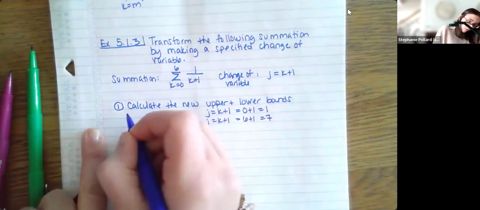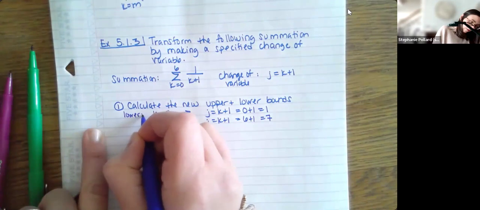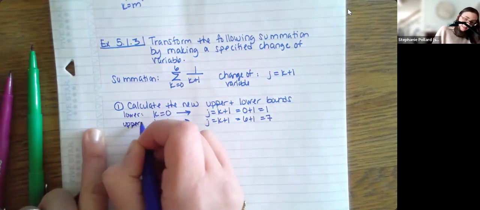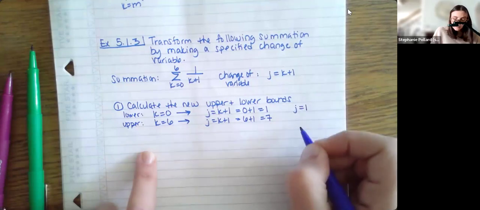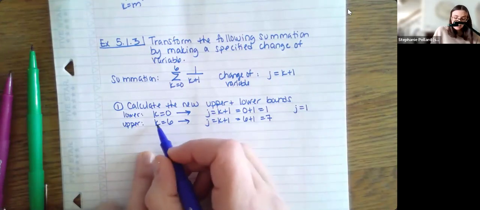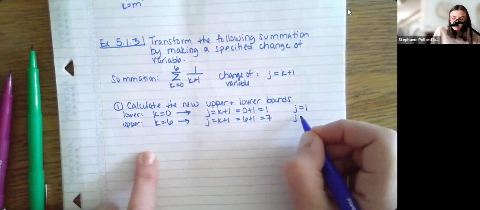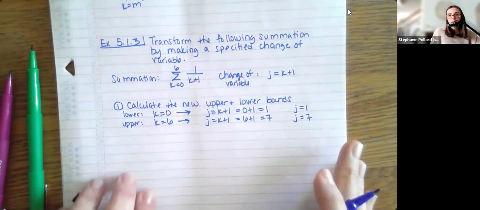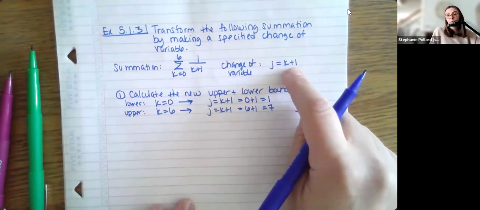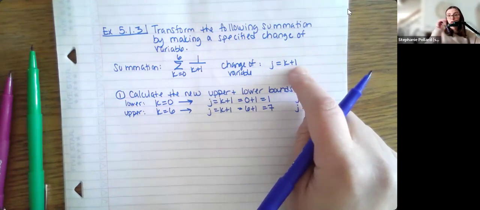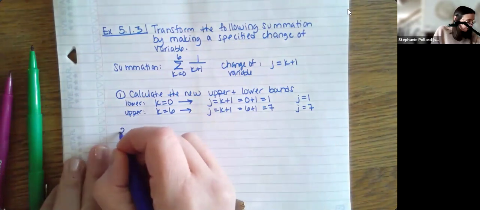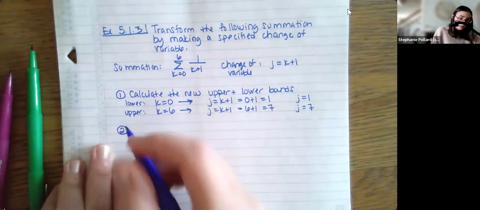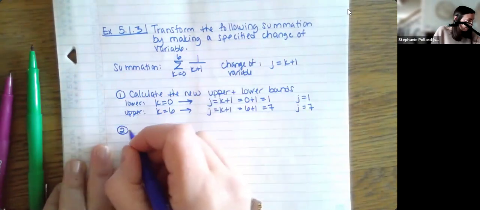So my lower bound was originally k is 0. It's now going to be j is equal to 1. And my upper bound was originally k is 6, and it's now going to be j is equal to 7. That's pretty obvious here, right? Because you're just adding 1 to each of them. So you can see that the 0 goes to 1, the 6 goes to 7.